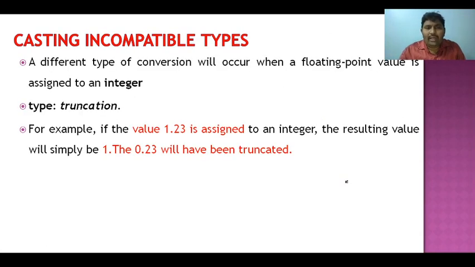So next topic is casting incompatible types. What is casting incompatible types is just what we discussed. A different type of conversion will occur when a floating point value is assigned to an integer. That is, if you assign 1.23 to an integer, what happens? It gives only 1, the .23 will be truncated. So whenever casting of incompatible types is performed, some information we may lose.